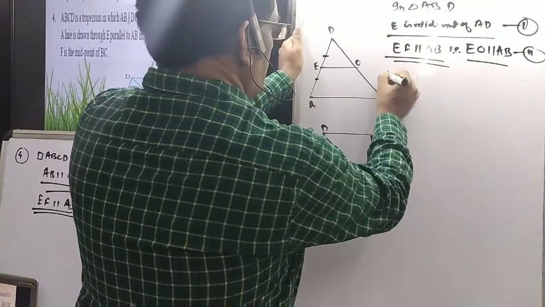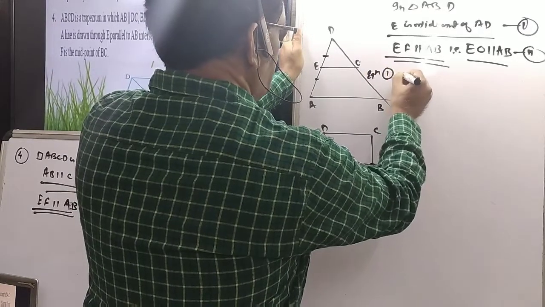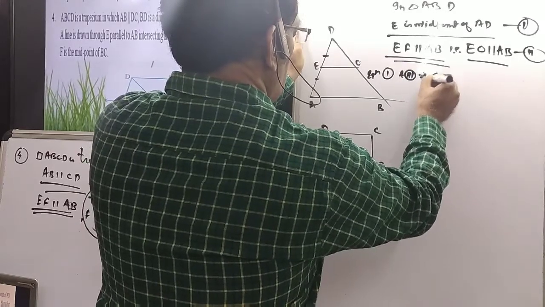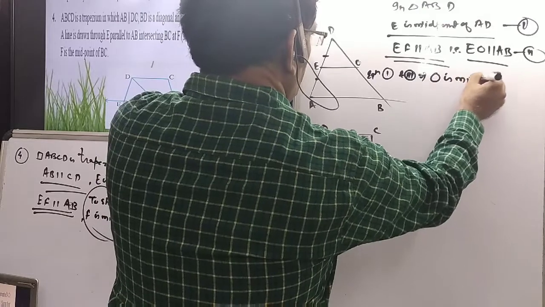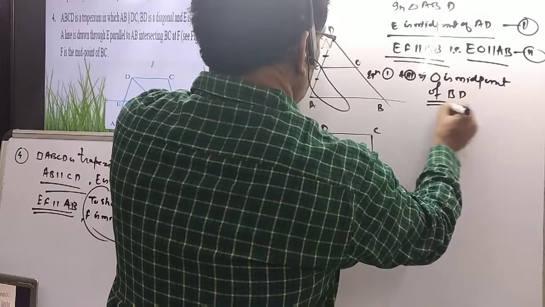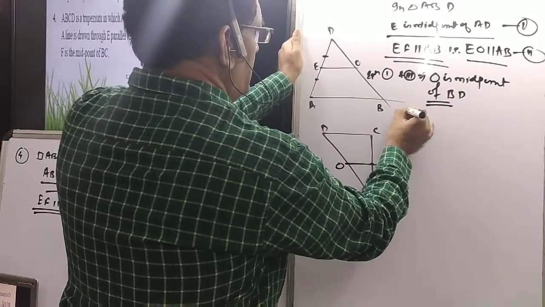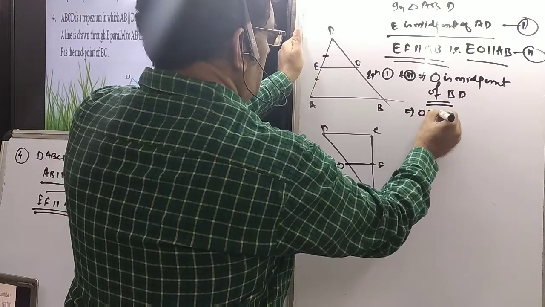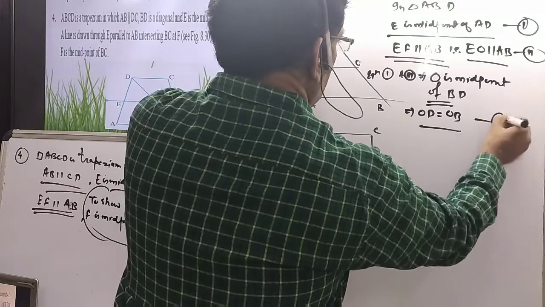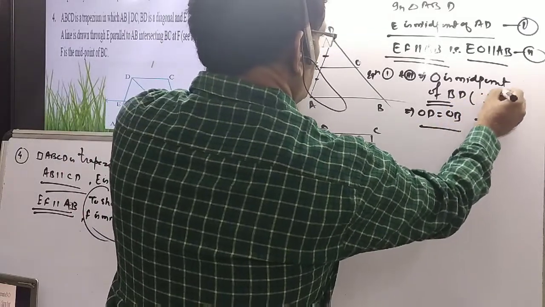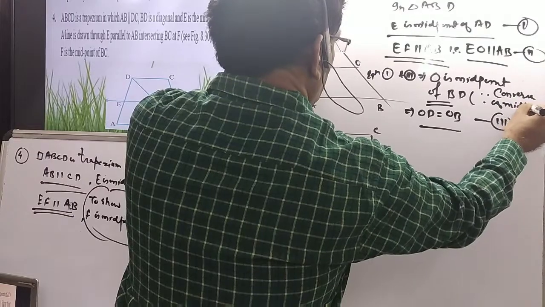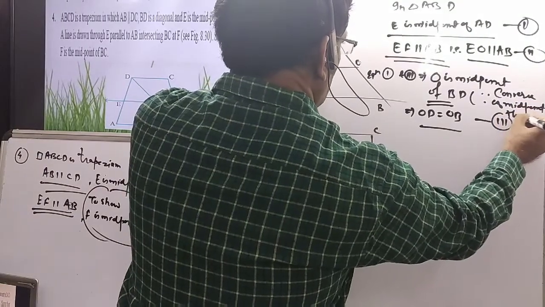So from statement 1 and statement 2, O is the midpoint of BD. And if O is the midpoint of BD, it implies OD equals OB. This is equation 3, and the reason is the converse of the midpoint theorem.